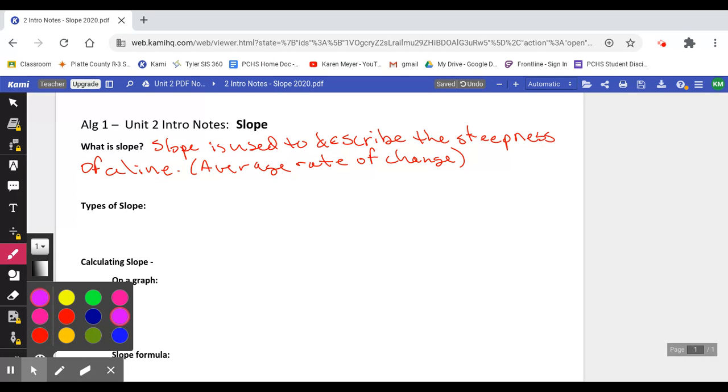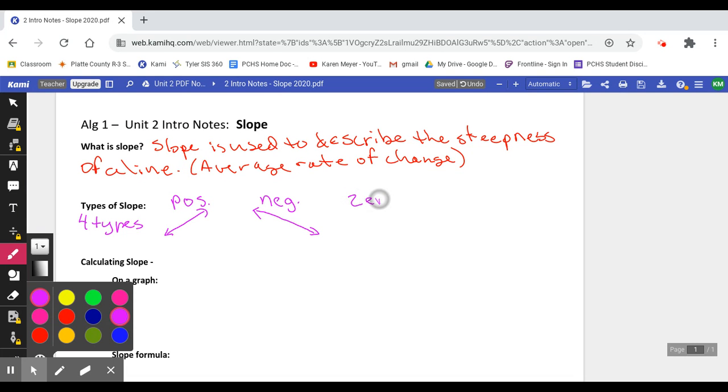The next category is going to have us talk about the different types of slope. Okay, there are 4 types. The first one is if you have a positive slope. So if you're looking at a picture of a graph, a positive slope from left to right would be going upwards. The second type is called negative slope. And negative slope means from left to right, the line is going downwards.